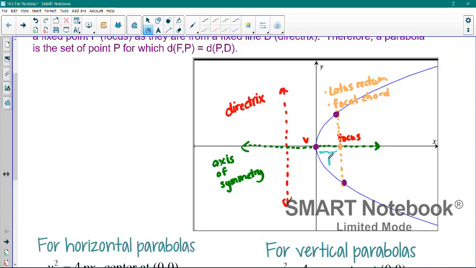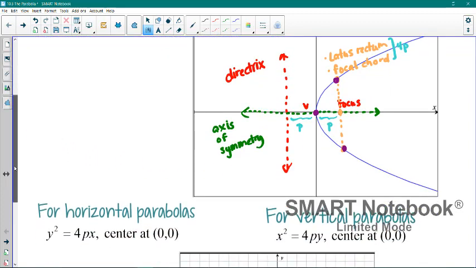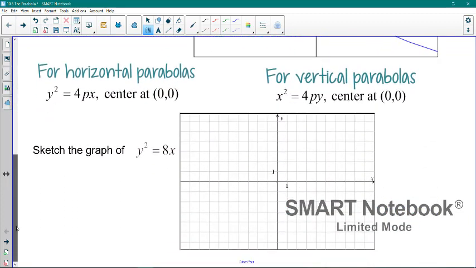P is going to be the distance from the vertex to the focus. It will also be the distance from the vertex to the directrix. The length of the latus rectum is 4P. So that's the length of the latus rectum. Well, where is all this P business coming from? I'm glad you asked.